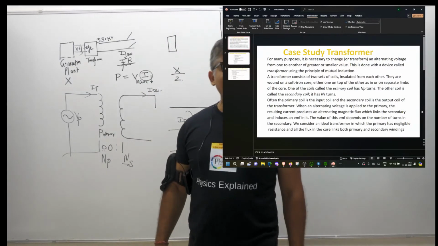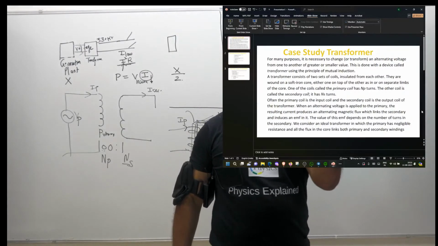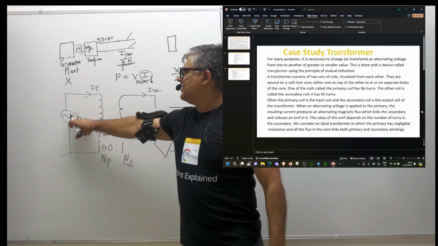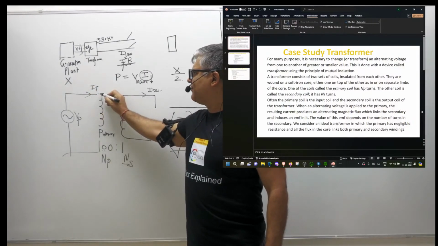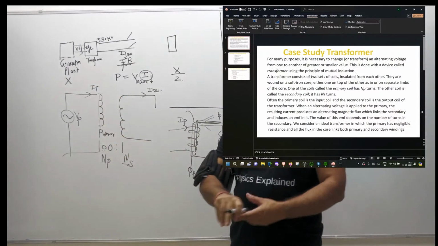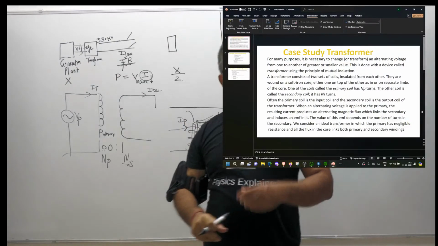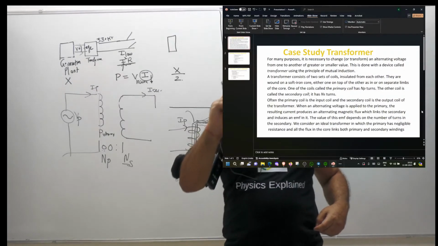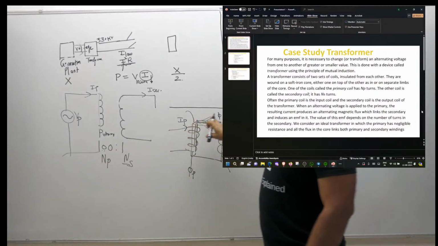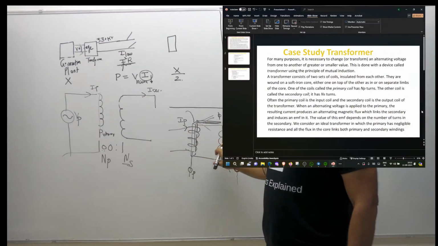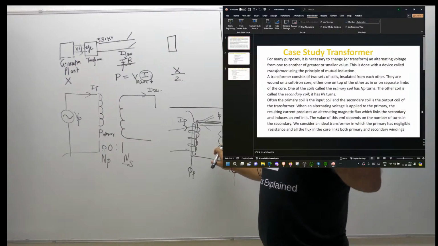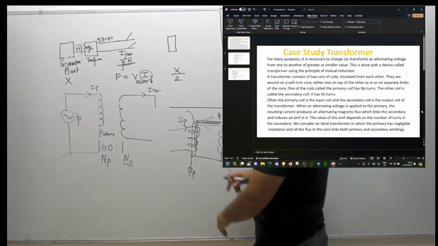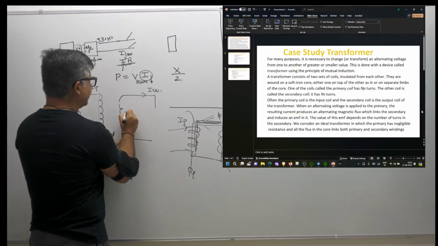All right. So when an alternating voltage is applied to the primary, the resulting current, so when you're applying current here, this current is producing a flux here. Okay, so flux is getting generated. You can use a right-hand rule and find out the direction of the flux, up or down, which links the secondary through the soft iron. It's not mentioned soft iron, but that's a mechanism. It links and induces EMF in it.